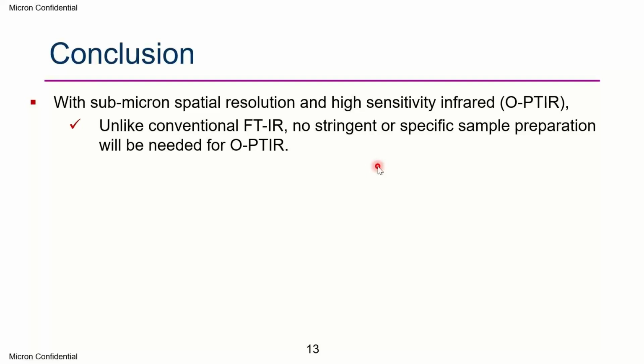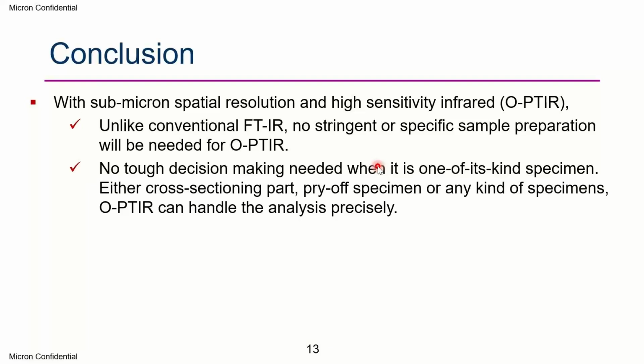Whereas for OPTIR, whether you do a pry open or you have a mechanical cross-section to analyze the side view, it doesn't need any specific sample preparation. You can directly use the mechanical cross-section to analyze, or you can directly use the pry open to analyze. There is no rule that I must do a mechanical cross-section before I can analyze, or that I must do the pry open. So it is a very good tool, because you don't need to spend too much time on sample prep.